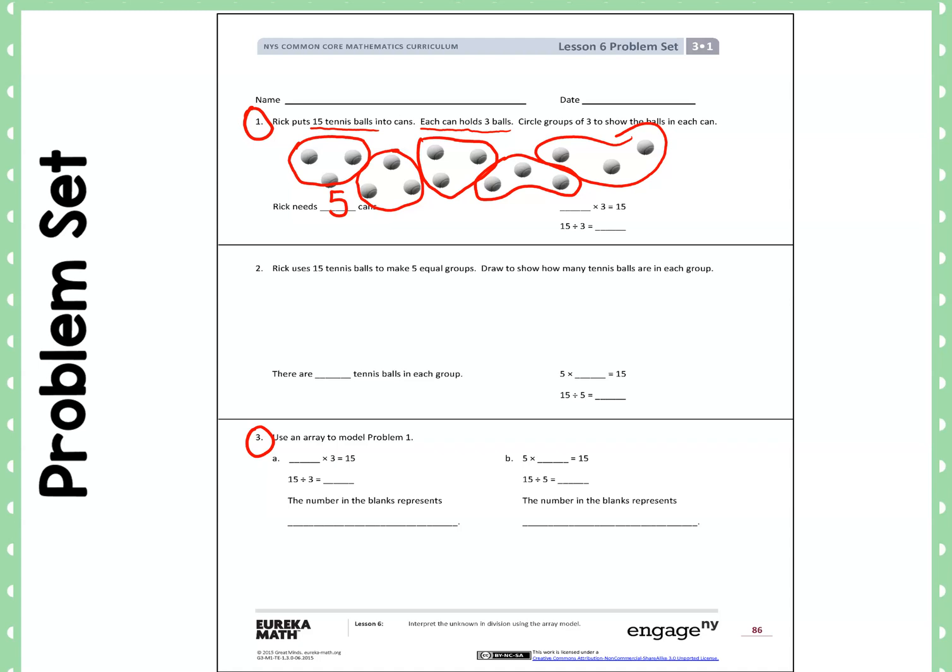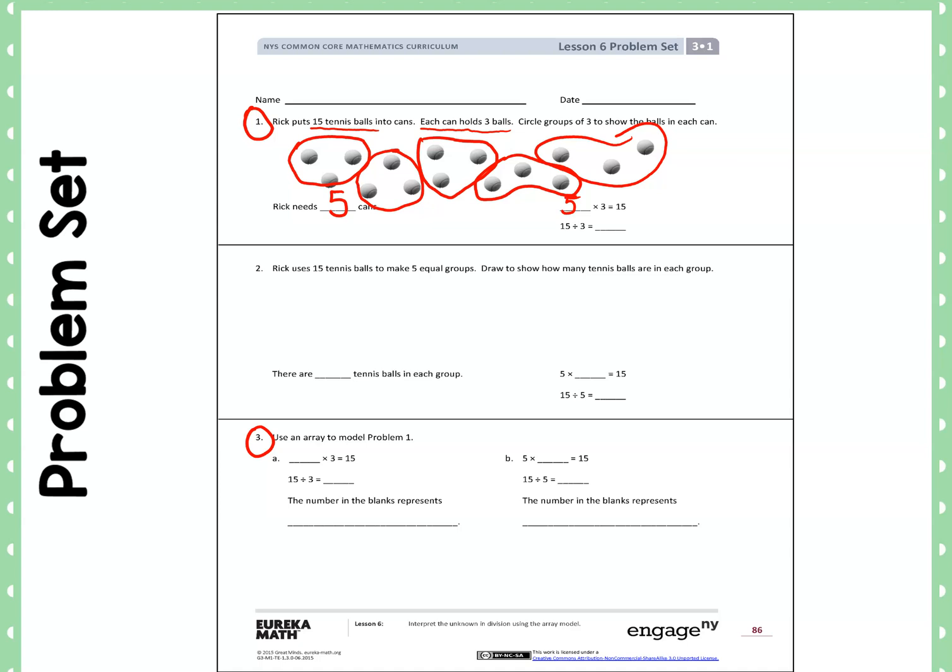Okay, now we have to fill in the blanks for our multiplication and division problems. Okay, so blank times 3 equals 15. Let's think about that. Think about our problem. We knew that 15 represents our total, and then 3 represented the size of the groups. And we solved for the number of groups, which was 5. So 5 times 3 equals 15.